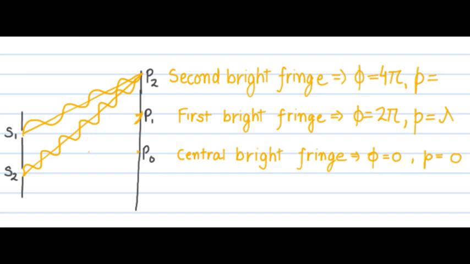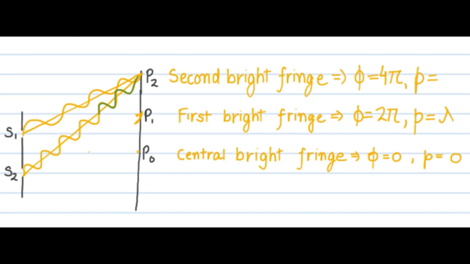So when the phase difference is 4 pi, the extra path the light has to travel, let me just show this extra path with this green one. Fine, can you see this green wave? This is the extra path the light has to travel. And how much is this green wave? This green wave represents your two wavelength.